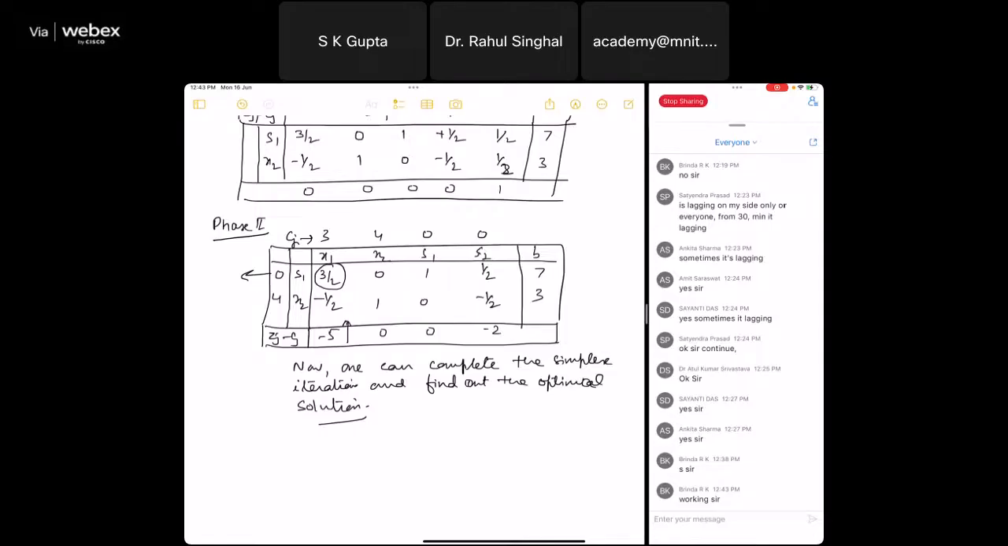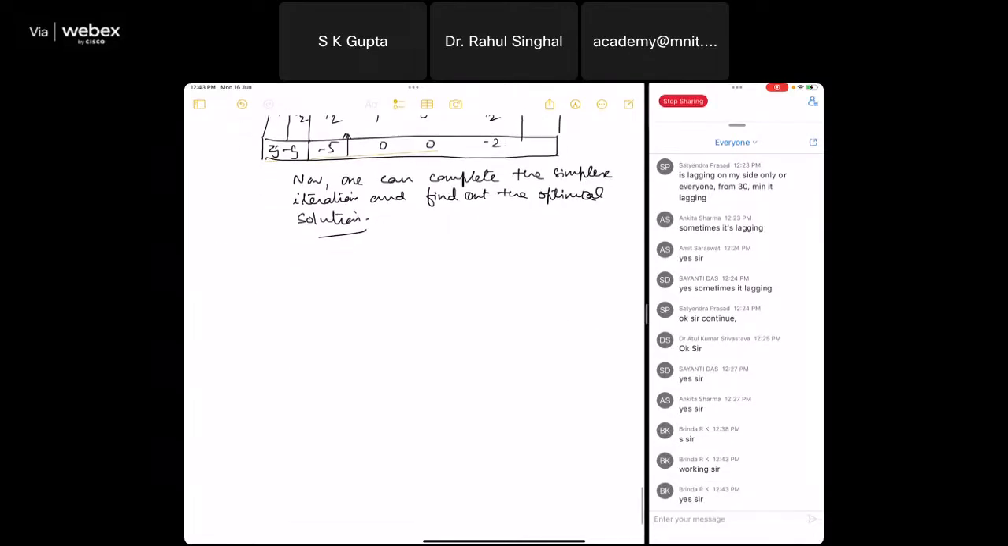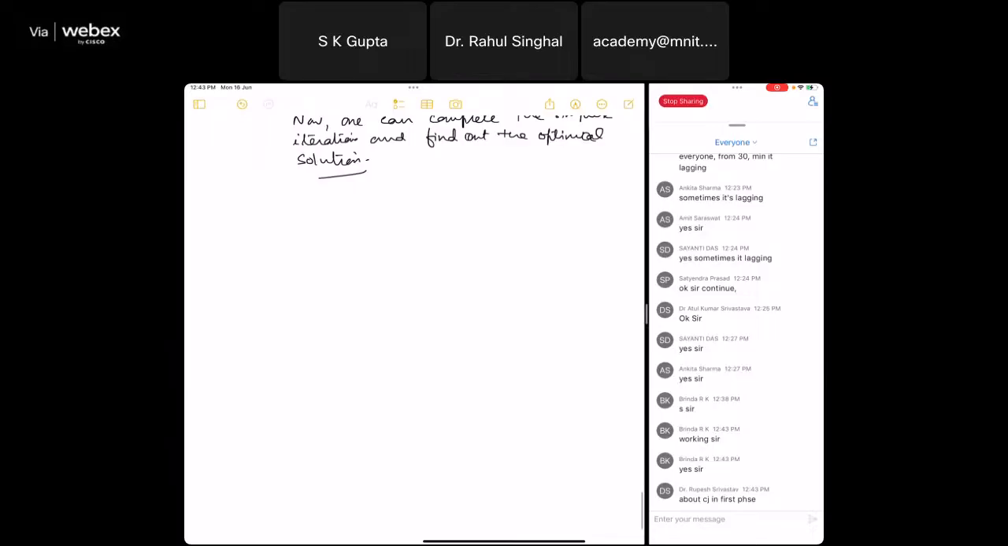So I have given you a brief idea of simplex iterations and all. Now, the Cj in the first phase: the Cj's in the first phase are from this objective function. So this is 0. The coefficient of X1 is 0, 0, 0, 0, and this is only minus 1.